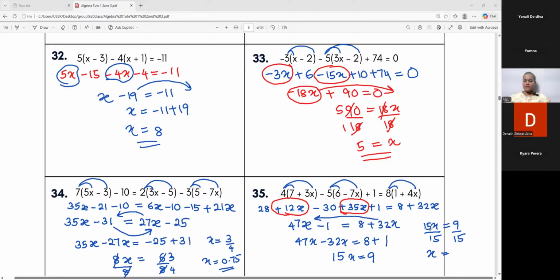Then divide both sides by 15. 15 and 15 get cancelled. 9 and 15 both are divisible by 3: 3 times 3, 3 times 5. So 3 over 5, or write it as a decimal, 0.6.